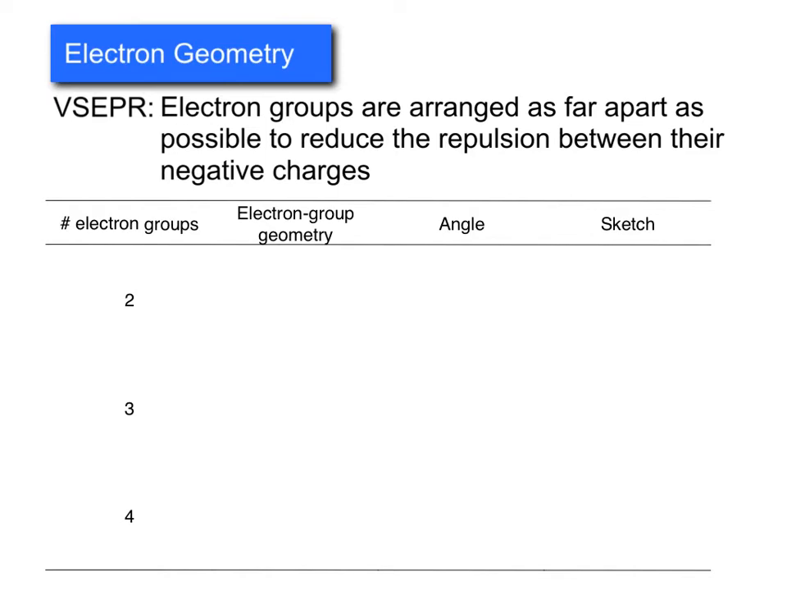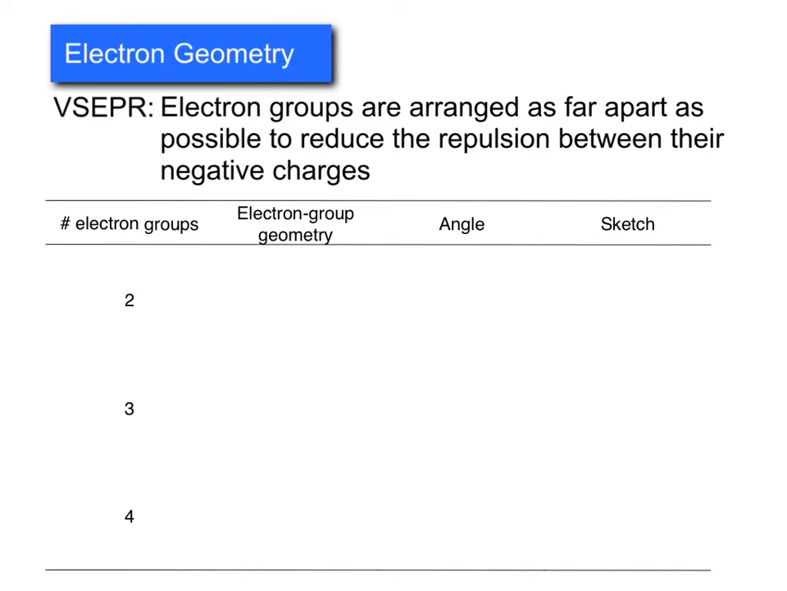And for our purposes, we're going to learn just 3 different electron group geometries and then the molecule shapes that go with them. But you should know that for cases where we have an expanded octet and you have more than 4 things attached to your central atom, there are other options as well. If you take AP, we'll learn about them there, but we're not going to cover them in this class.